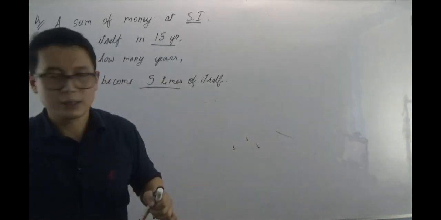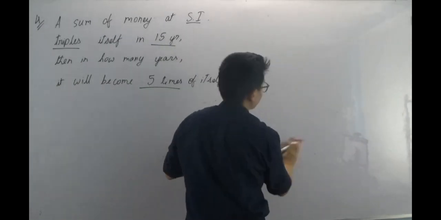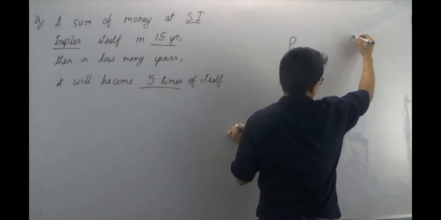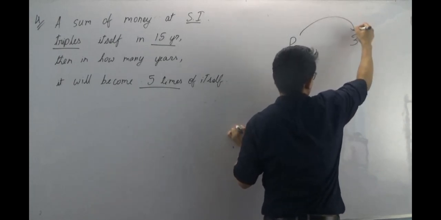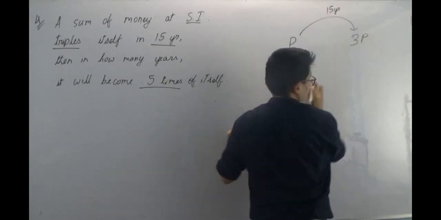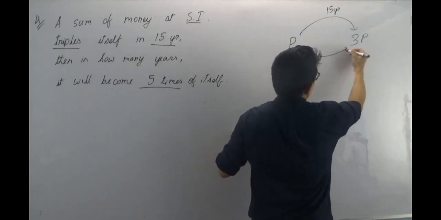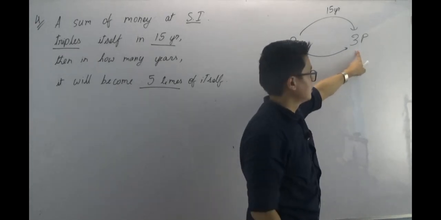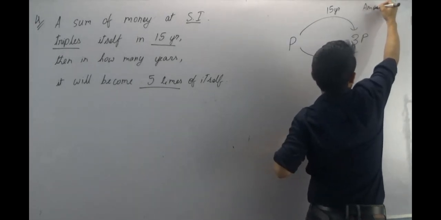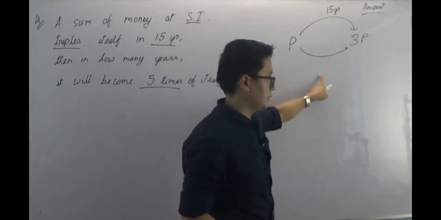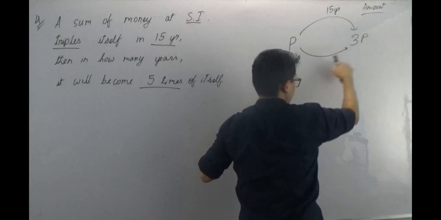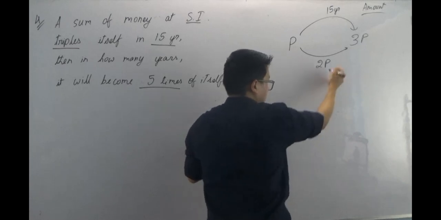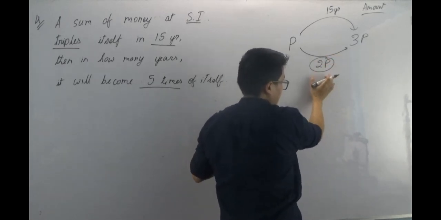From the formula PRT by 100. In the first case, the principal is P and the amount is 3 times the principal, and it takes 15 years. We see that the amount is principal plus simple interest. So the difference is 2P, so the interest is 2P.